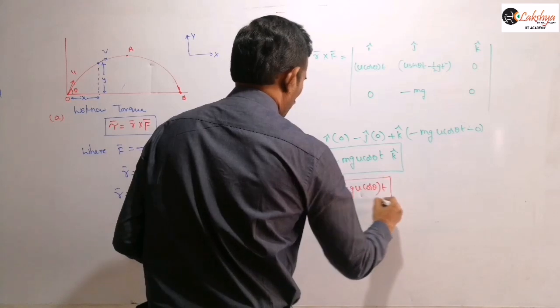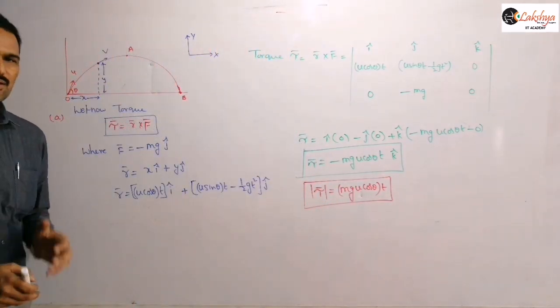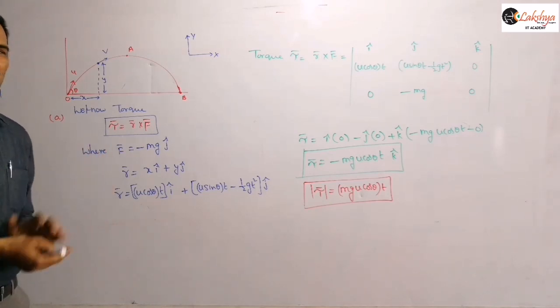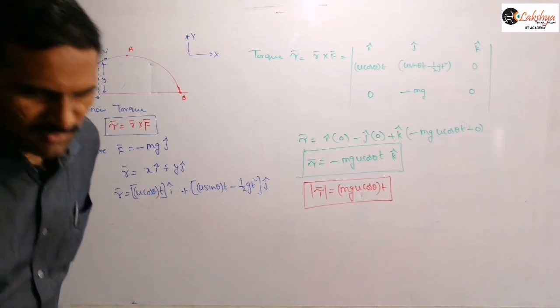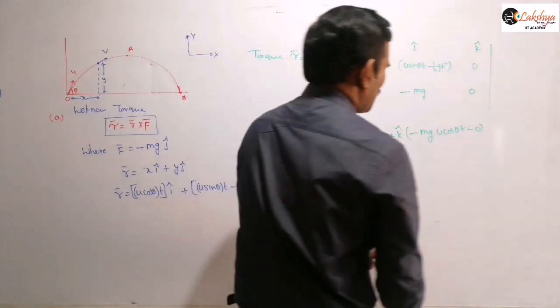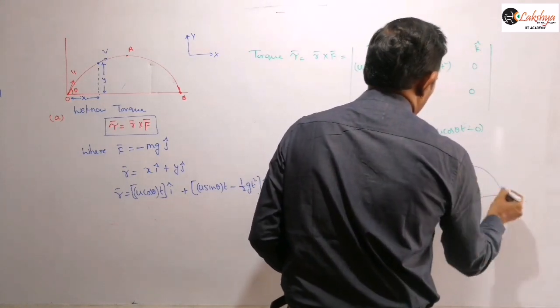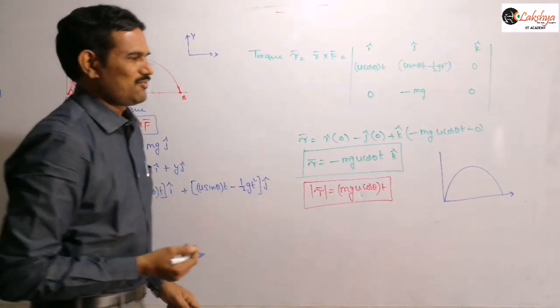So this is an expression for the magnitude of the torque at any instant of time. Instead of doing all this calculation, we can solve it in a simple way. Without doing all this cross product, you can write it in a simple way.